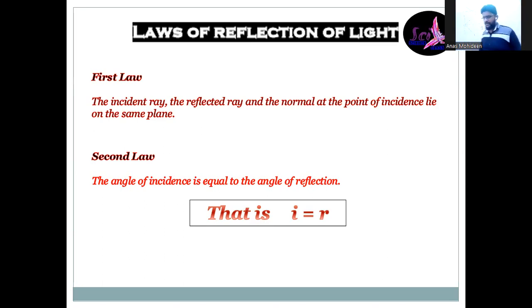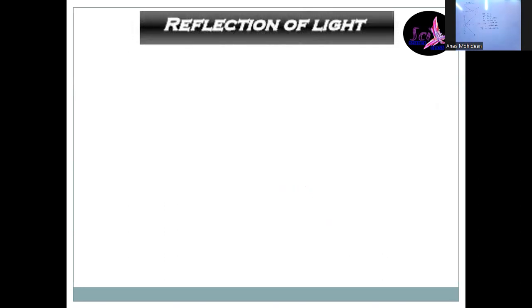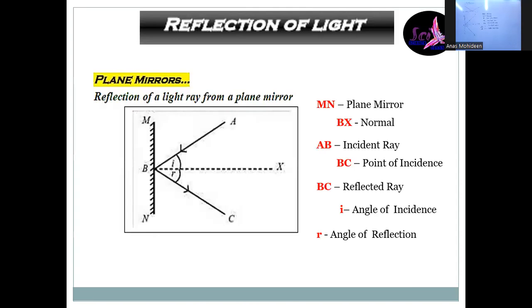Clear? Right. So next, it goes up with the diagram there. Name them. And here on the plane, it's not BC, the point of incidence should be B.